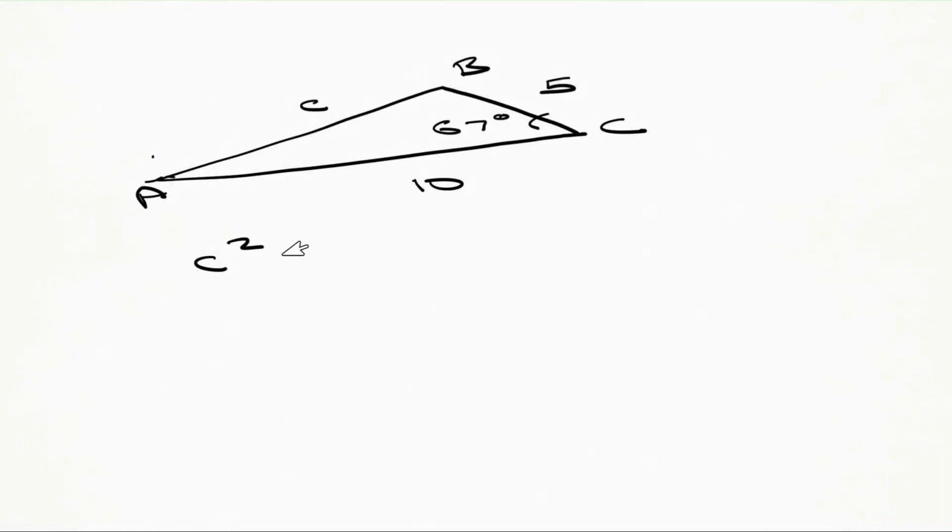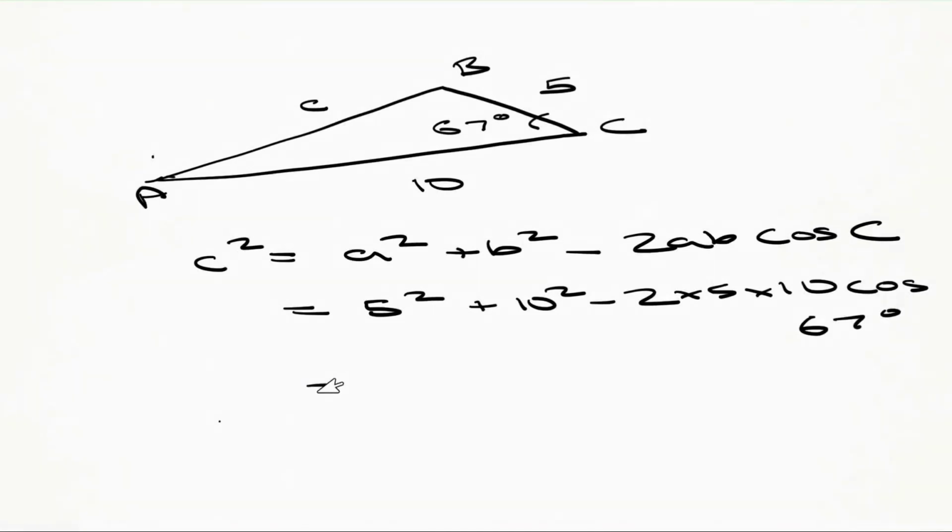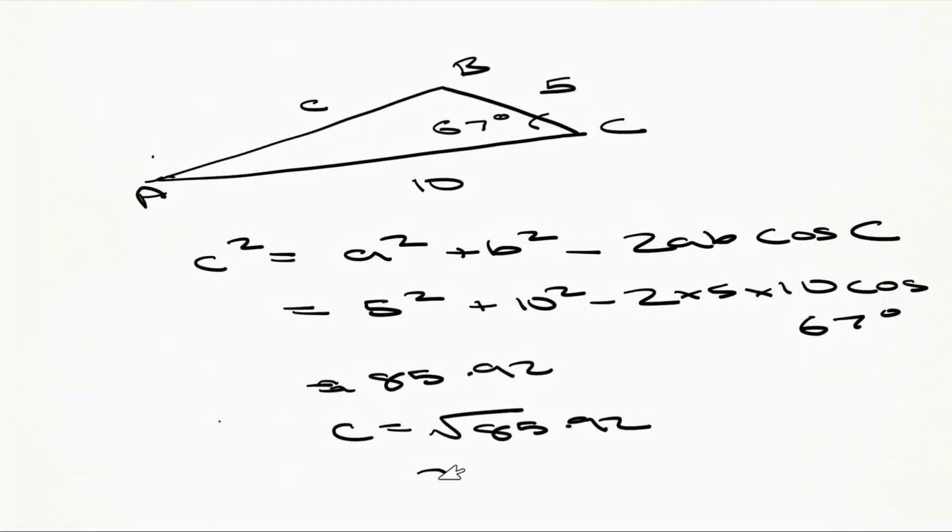So c squared is a squared plus b squared minus 2ab cosine of C. And that's going to equal 5 squared plus 10 squared minus 2 times 5 times 10 times cosine of 67. Now that's going to equal roughly 85.92. Now c is of course the square root of that. So we take the square root of 85.92, which gives us roughly 9.27.